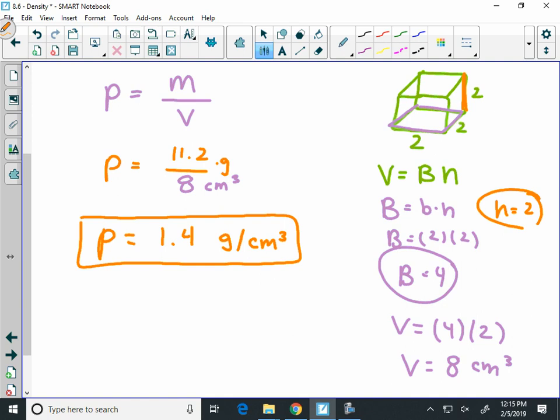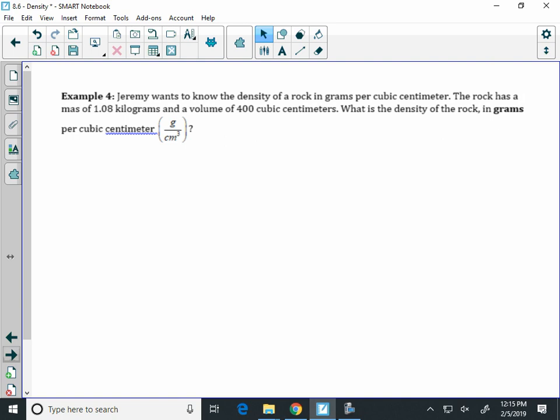Okay? If we take a look at example 4, it says Jeremy wants to know the density of a rock in grams per cubic centimeter. The rock has a mass of 1.08 kilograms and a volume of 400 cubic centimeters. What is the density of a rock in grams per cubic centimeter? What's the issue here? Yeah, the rock was given in kilograms, but we want to know what the density is of it in grams. So what do you think we're going to have to do? Convert. Okay, we're going to have to convert our 1.08 kilograms to grams.